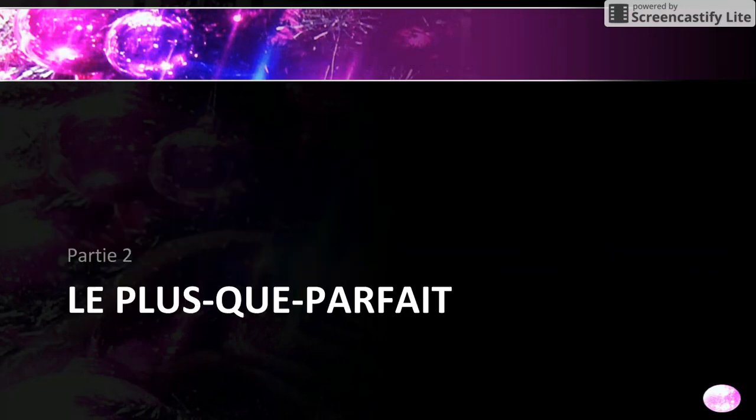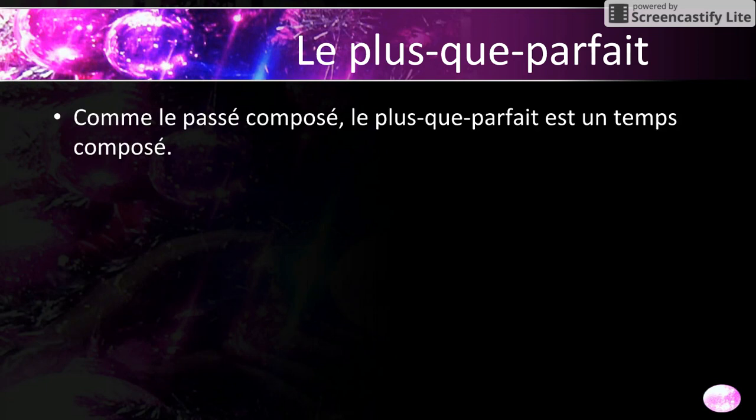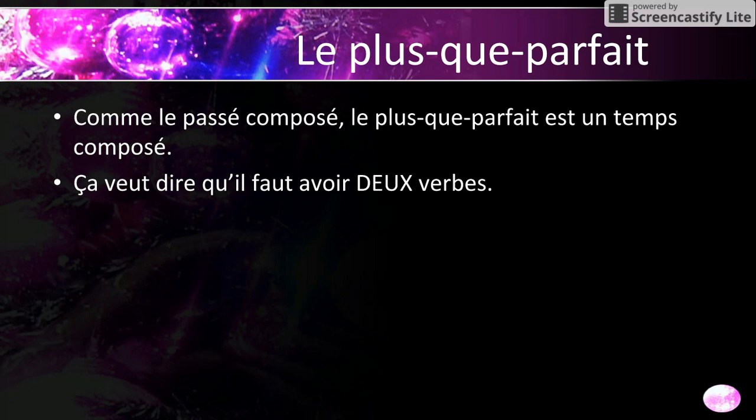Now we're going to also talk about the plus que parfait. The plus que parfait is similar to the passé composé because the plus que parfait also has a helping verb, avoir or être. It's made up of 2 parts. So in order to correctly conjugate the plus que parfait, you're always going to be looking for 2 verbs. The way that the plus que parfait connects to the imparfait is that instead of just using avoir or être in the present tense plus the participle, we're going to put avoir or être in the imparfait and then add the participle.